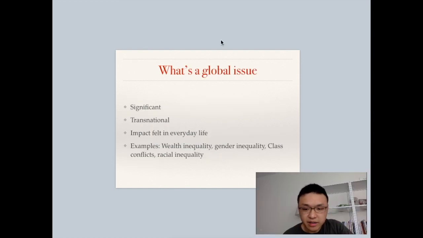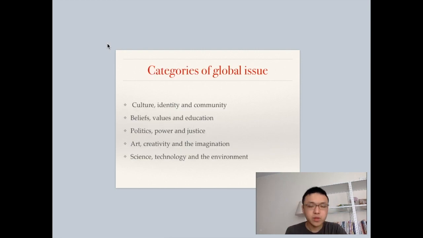So let's move on. As explained just now, you need to select a global issue to comment on. Your entire interactive oral is about linking the works you study to a global issue. You talk about how the global issue is being portrayed in the two works. So what's a global issue? The IB says that it needs to be significant, so a very important issue. It needs to be transnational, so something that happens in all nations, and the impact needs to be felt in everyday life. For example, wealth inequality, class inequality, gender inequality, class conflicts, racial inequality. All of these are good examples of a global issue.